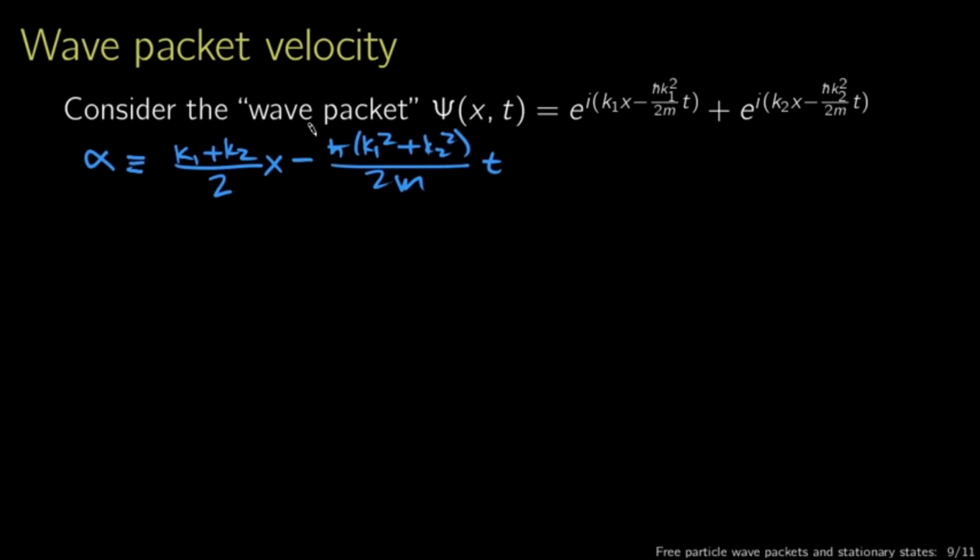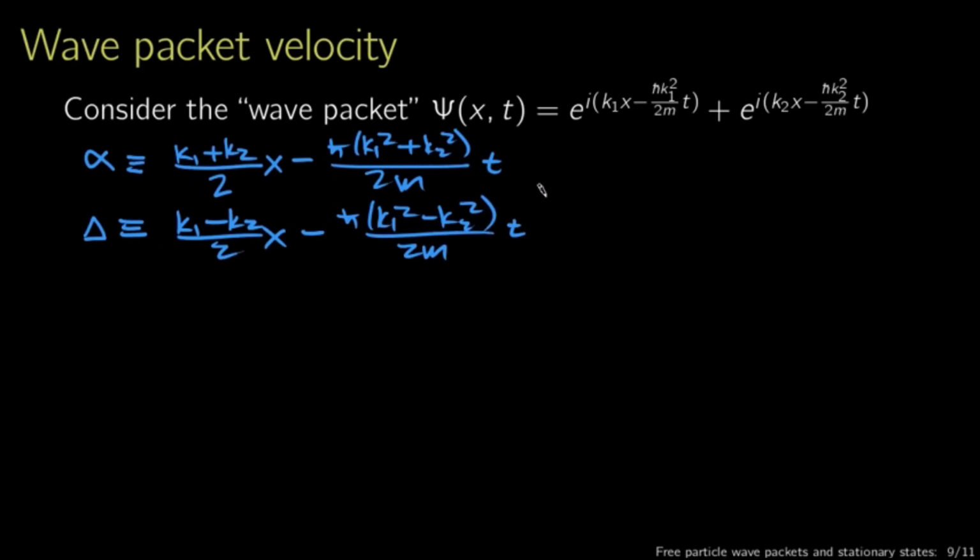Essentially, the sum of the argument of this and the argument of this. I'm also going to define a parameter delta, which is k1 minus k2 over 2 x minus h bar k1 squared minus k2 squared over 2m t. Actually, sorry, I don't mean 2m's here. I mean 4m's here. Because I have a factor of 2 from the over 2m, and I have a 1/2 essentially from the way I'm combining the two terms.